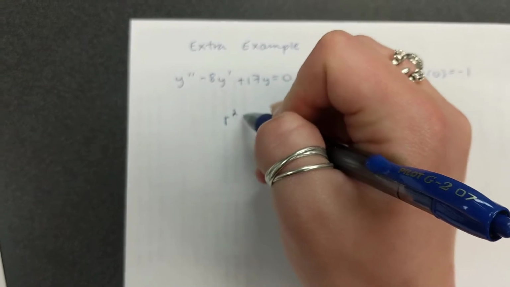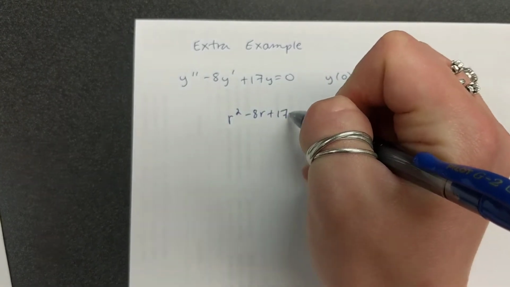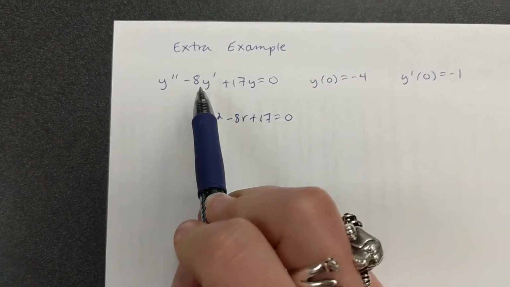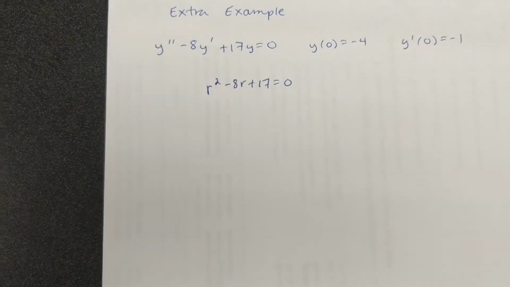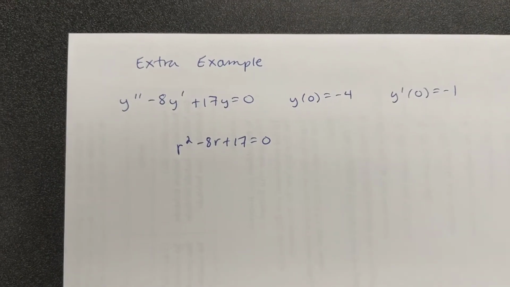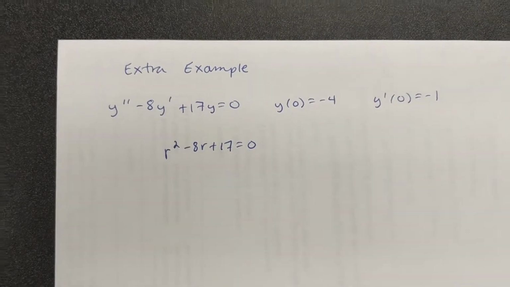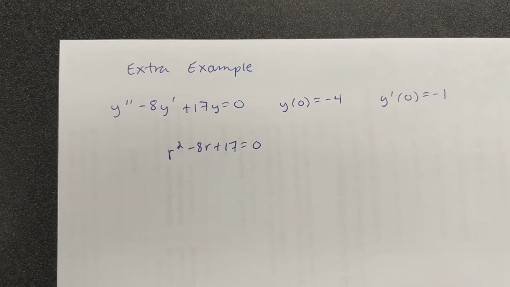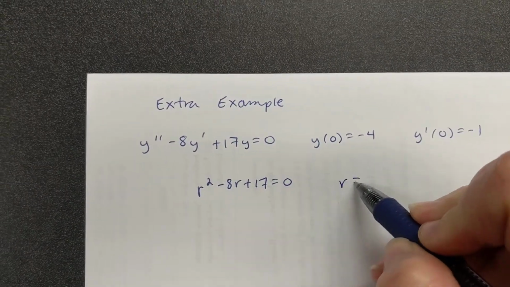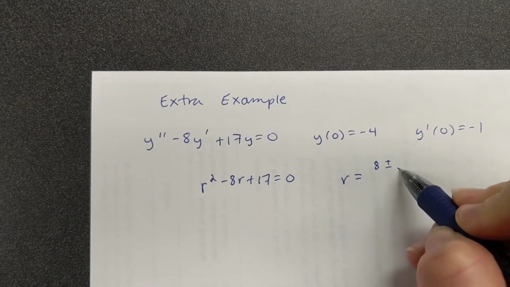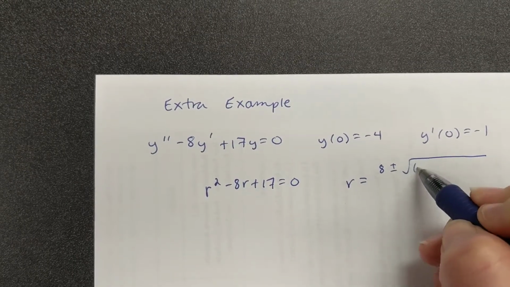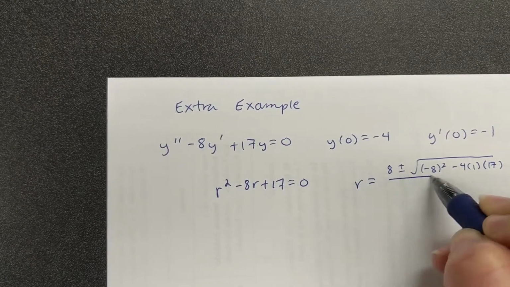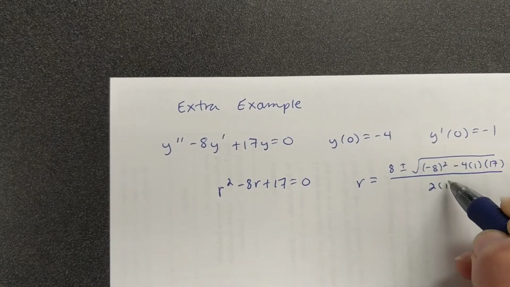So that's going to turn out to be r squared minus 8r plus 17 is equal to 0, where again, y double prime becomes r squared, y single prime becomes r, and then the 17 just stays as 17. Now, if this were factorable, that'd be great. However, since it's an extra example from yesterday, my guess is that we're going to have to do the quadratic formula. So over here, I'm going to say negative b plus or minus the square root of b squared minus 4 times a times c, all over 2a.